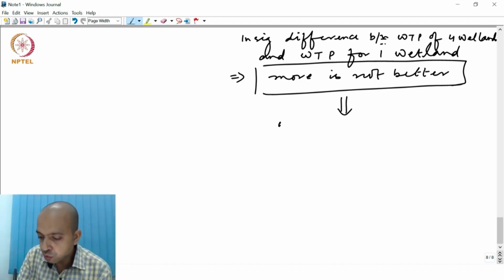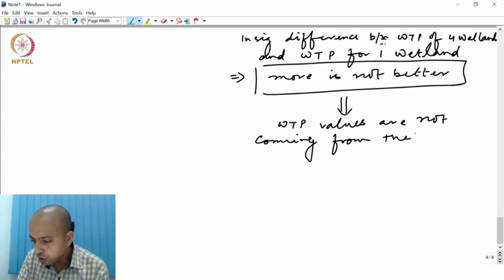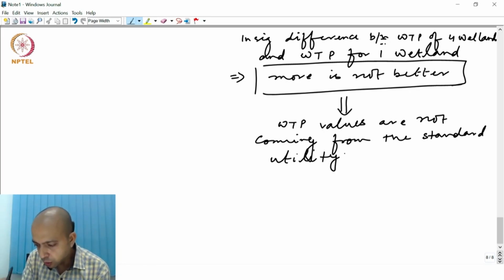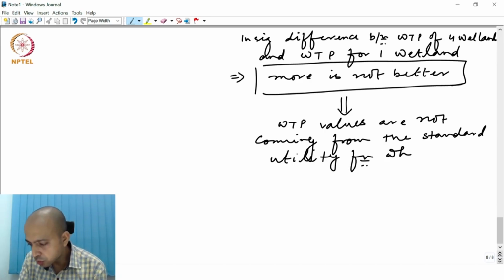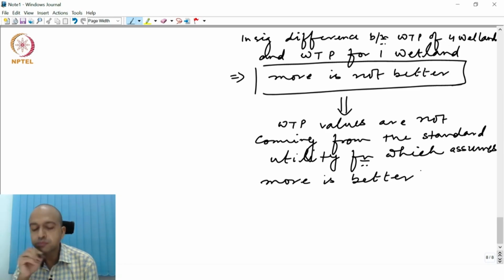So that means WTP values are not coming from the standard utility function, which assumes more is better. If that is the case, then we cannot actually rely much on the willingness to pay value estimated from this open-ended referendum. So this is also another problem in open-ended referendum, which is called embeddedness or part-whole bias.